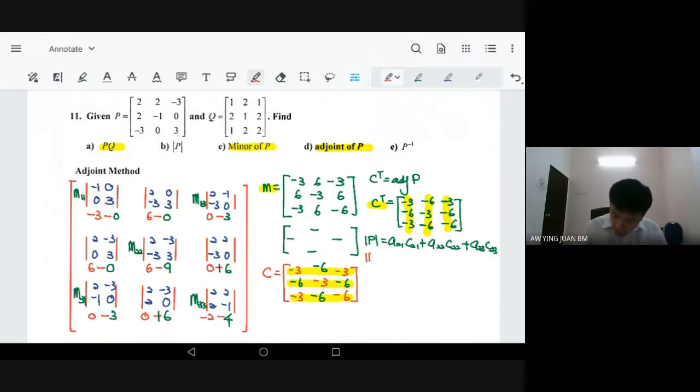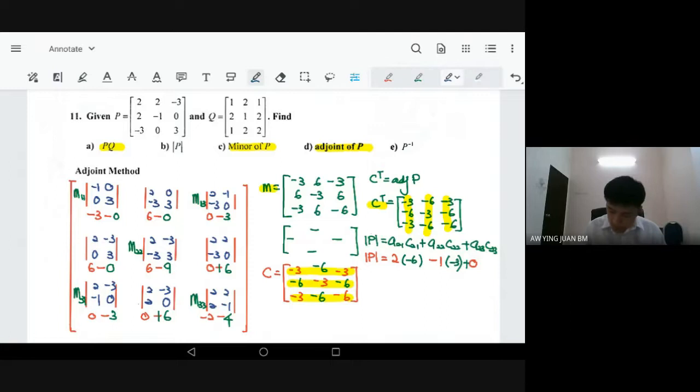So the determinant of P is equal to A21, we have the 2, A22, we have the negative 1, and then A23, we have the 0. Next, focus on the C, which is the cofactor. C21, we have negative 6. C22, we have negative 3, and then plus 0. Multiply with anything, we can assume it is 0.